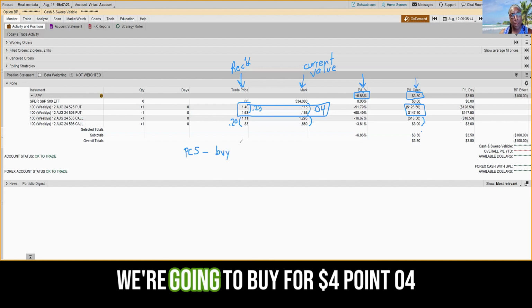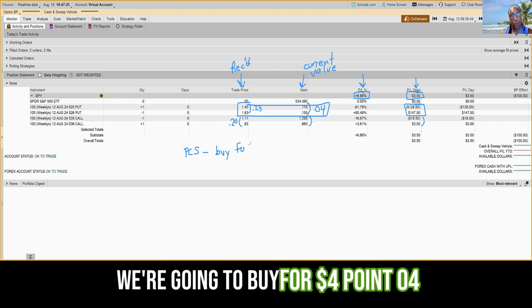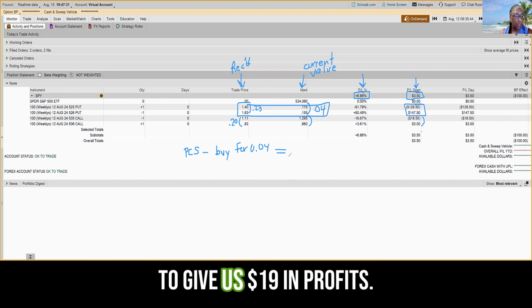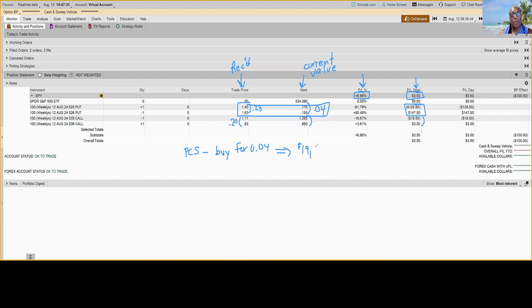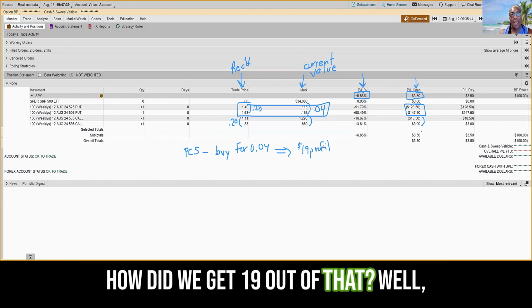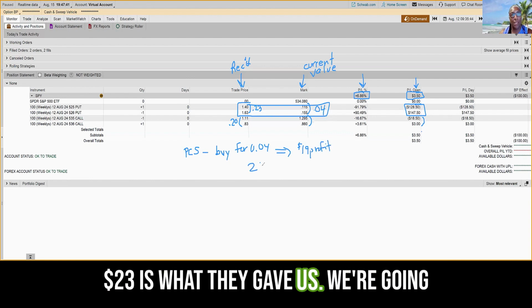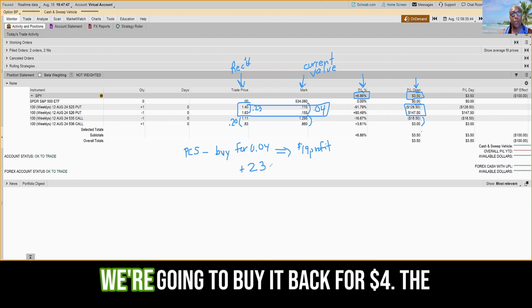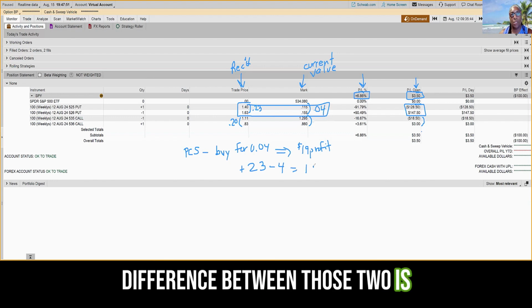We're going to buy for $4, 0.04, which is going to give us $19 in profits. How did we get 19 out of that? Well, $23 is what they gave us. We're going to buy it back. They gave us $23, we're going to buy it back for $4. The difference between those two is $19.